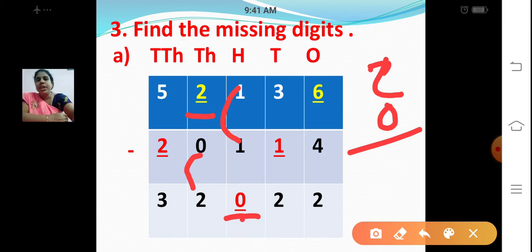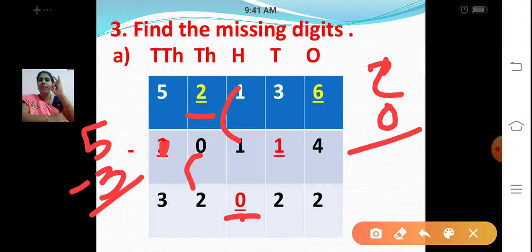10,000 place. We are going to find the subtrahend. Now how will you find out the subtrahend? We are going to subtract the difference from the minuend. 5 minus 3. After 3, 4, 5. So 5 minus 3 is 2. So my subtrahend is 2.